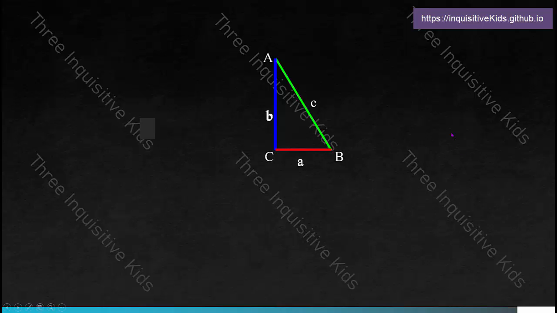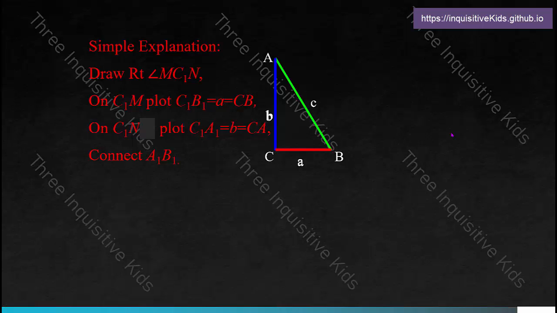So let's look at this process together. First, we're going to draw right angle MC1N. So here's what I mean. First we're just going to draw an infinite line called C1M right here. And then we're going to draw another line called C1N that's perpendicular to C1M. And we are going to declare that it is a right angle. We're just going to declare that. No rules, we're just going to declare that.